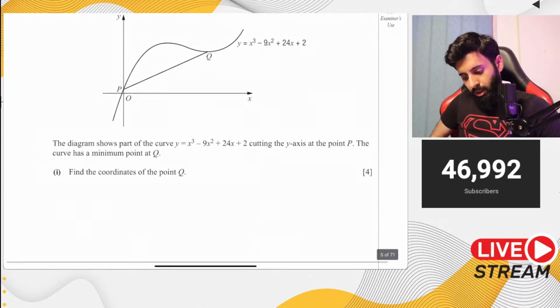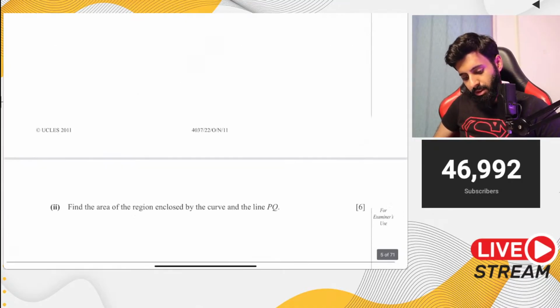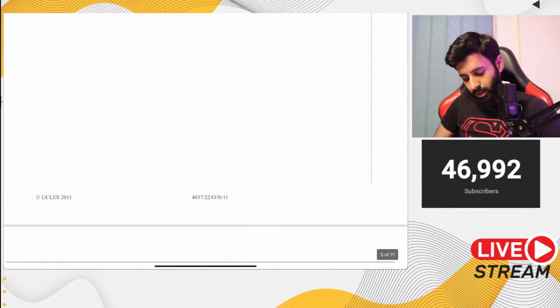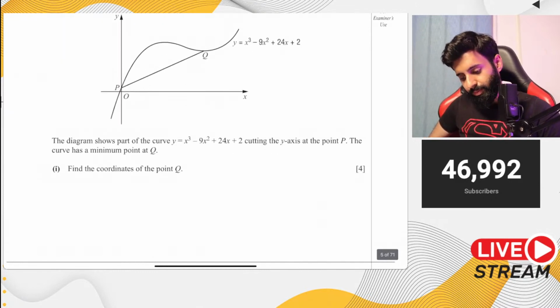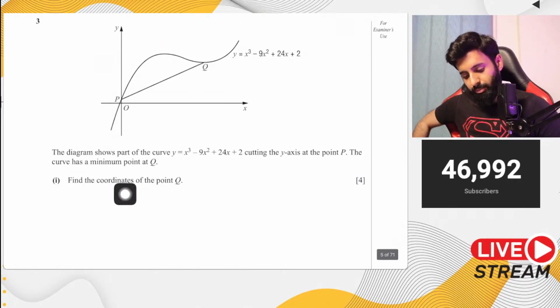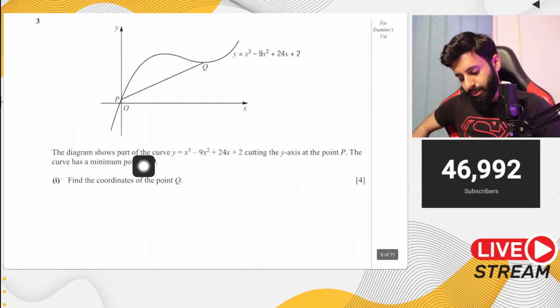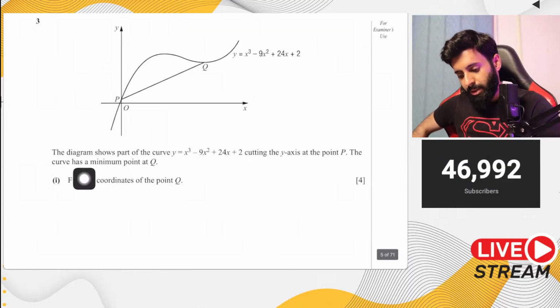All right. Let's solve this question. Here you also have to find out the area of the region enclosed by the curve and the line PQ. This has a bit of differentiation as well. The diagram shows part of the curve cutting the y-axis at the point P. The curve has a minimum point at point Q.